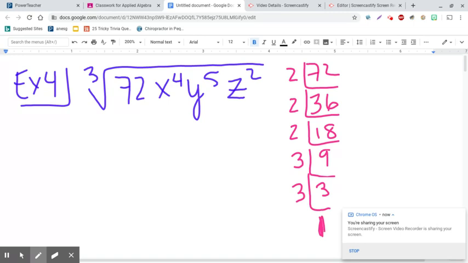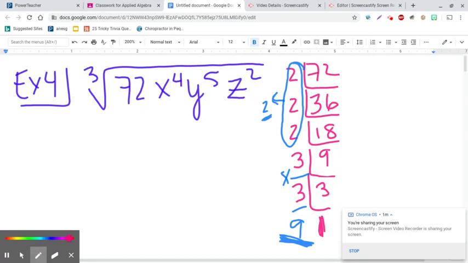Now, guys, remember, we are not looking for pairs. We are looking for groups of 3. So 1, 2, 3. Those will come out. Now, I only have 2 3s, so both of these are going to stay in. Now, 3 times 3 is 9, so that means a 9 is staying in and a 2 is coming out. All right?